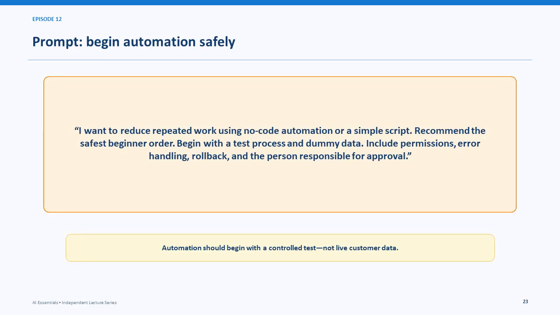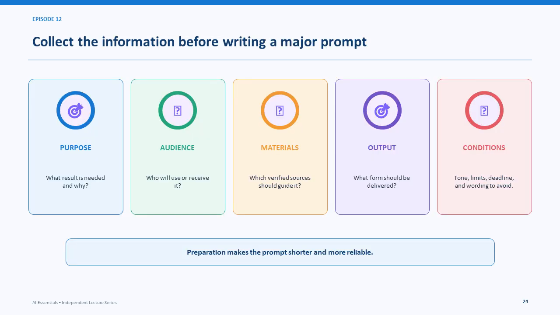This safe automation prompt begins with one repeated task and asks for a controlled process using suitable tools or a simple script. It requires permissions, error handling, rollback, and a person responsible for approval. Before writing a major prompt, collect the purpose, audience, materials, output, and conditions. Preparation makes important assumptions visible.